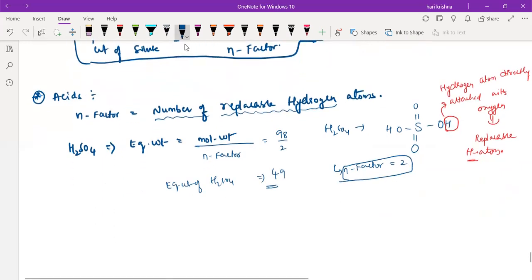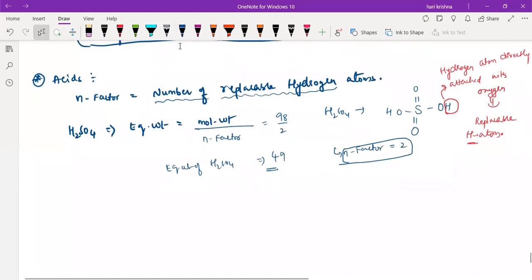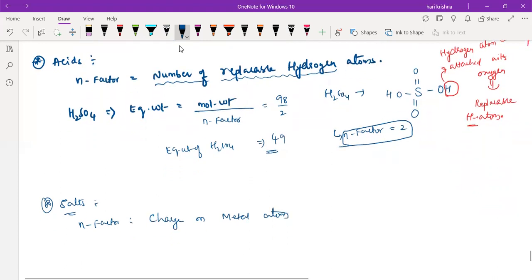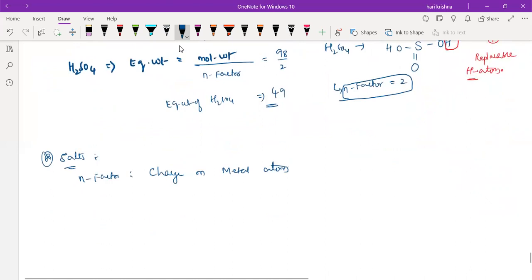Okay, so next we'll come to salts. Any salt we'll take. So here n factor is equal to the charge on the metal atom. It is common: equivalent weight is equal to molecular weight by n factor, but n factor here is the charge on the metal atom.